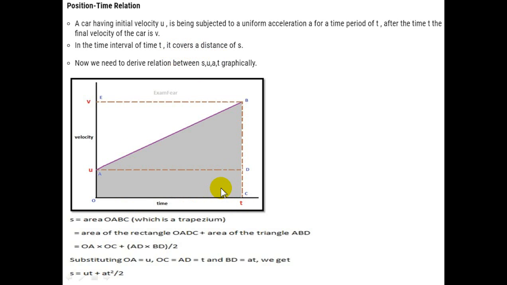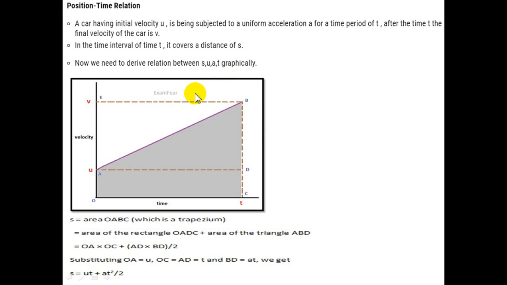Now what is the distance s that it covers? It means the area of the whole portion is the displacement covered by the car, like the car moves like this, and then it reaches here after time t. So the total area of this portion will be the displacement. Now we need to derive the relation between s, u, a, t. In the first equation we were establishing an equation between v, u, a, t, but here we are establishing an equation between s, u, a, t.